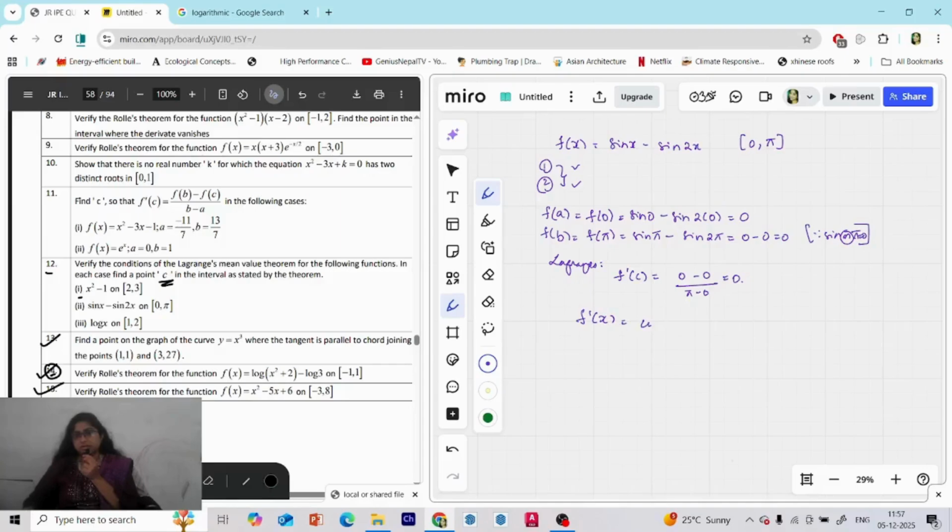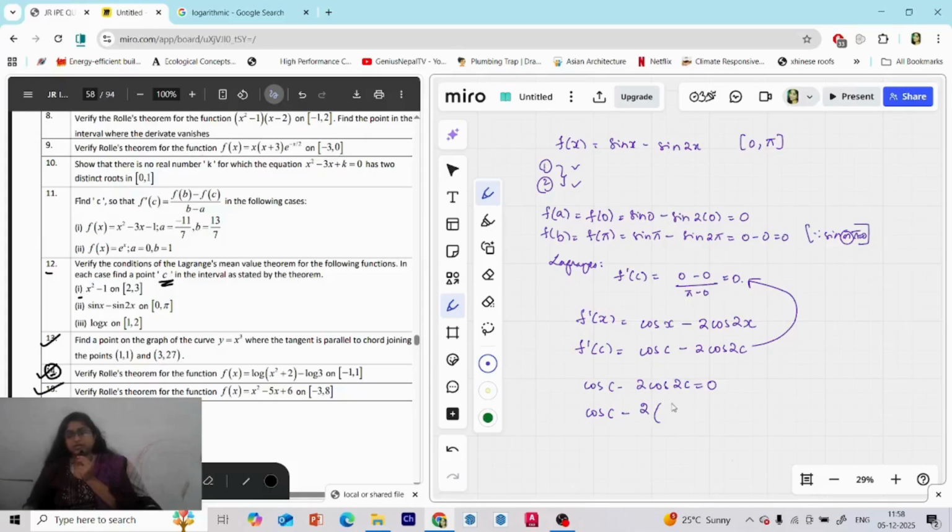f dash of x will be cos x minus 2 cos 2x. If we put c in place of x, f dash of c is cos c minus 2 cos 2c. So cos c minus 2 cos 2c should be equal to 0. Please look at this equation. Correct? So cos c minus 2 into, what is the formula for cos 2 theta?